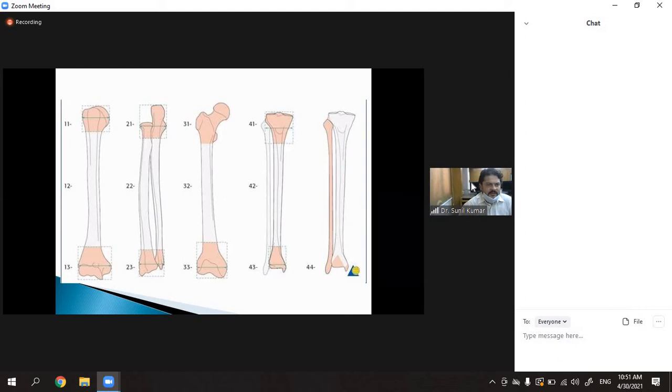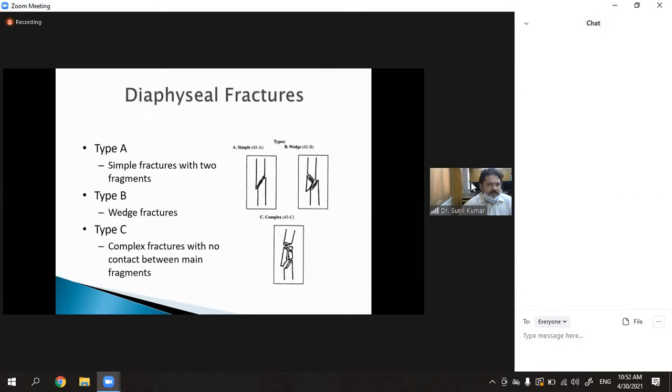Same, 3 is femur, 1, 2, 3 again, and 4 is for the tibia fibula, and 1 is the proximal, 2 is the diaphyseal middle segment, and 3 is the distal portion. So these two numbers are according to the location of the bone, which part of which bone and which part of the bone. And then the letter is A, B, C.